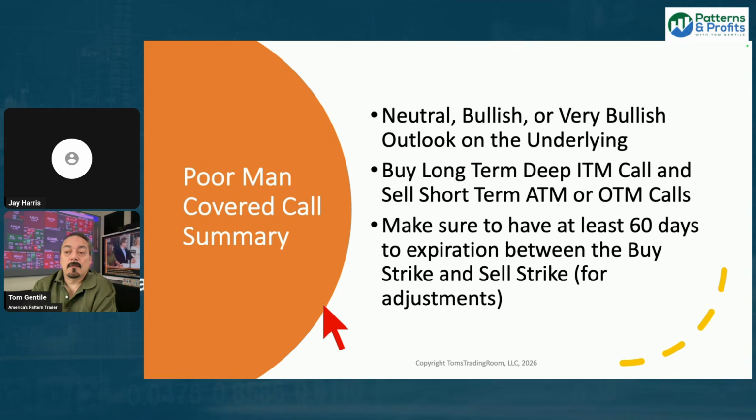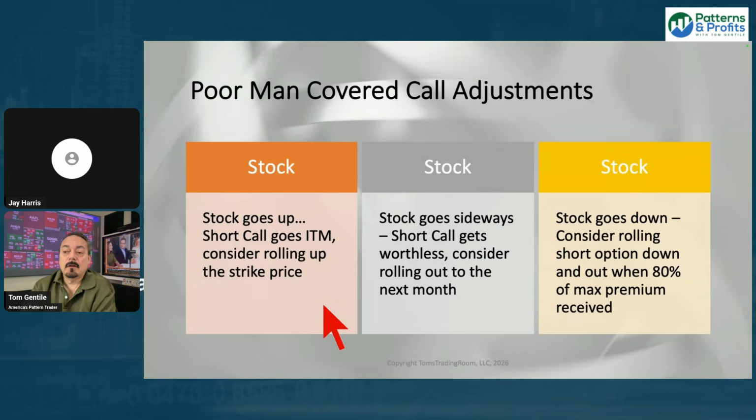All right. So moving forward, I talked a little bit about adjustments you could make. If the stock goes up and the short call goes in the money, you could roll that up. Right? Stock goes sideways, the call could get worthless, so you could consider rolling out to the next month. Stock goes down, consider rolling the short option down, right? When you've gotten 80% of that maximum premium that's been received.